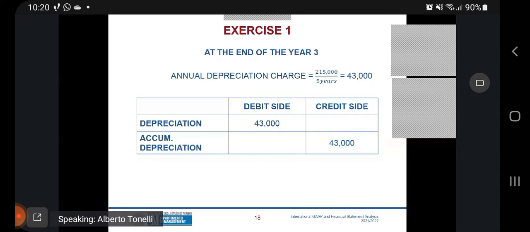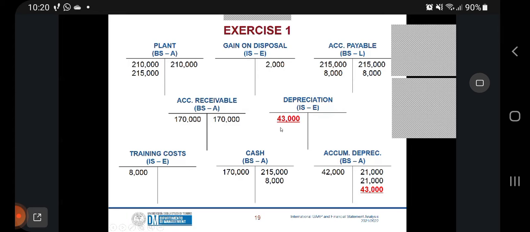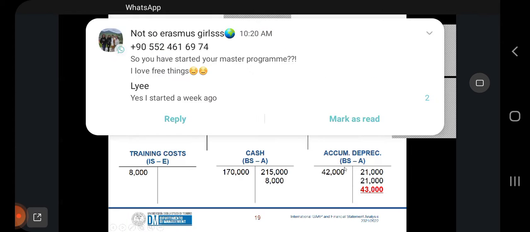Questions? Update the account, depreciation income statement, expense, and then the increase of the accumulated depreciation for the same amount.